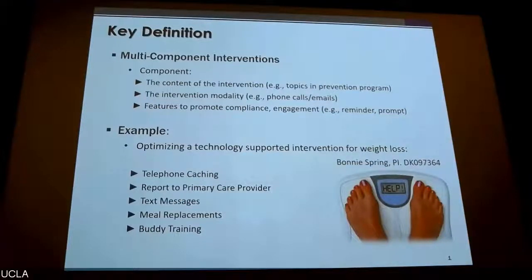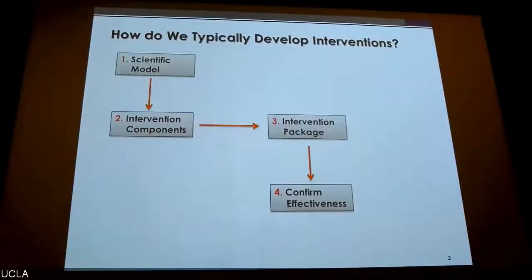To make this more concrete, this is based loosely on Bonnie's efforts to develop a multi-component intervention for weight loss that uses technology. In the process of developing this intervention, Bonnie had multiple components in mind. These included telephone coaching, report to primary care provider about progress, text messages, meal replacements, and body training. Now, usually when we want to construct an intervention and we have multiple components in mind, what we typically take is what we call an evaluative approach to intervention development. What does it mean? It means that we typically take 4 major steps.